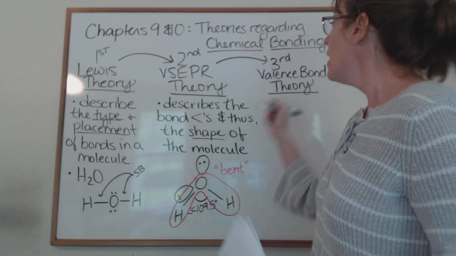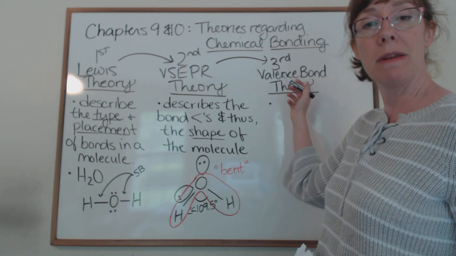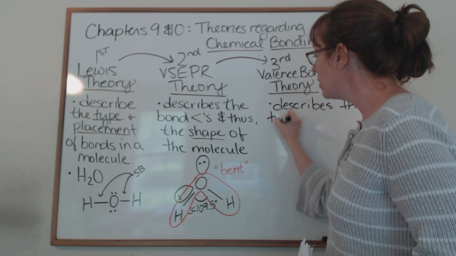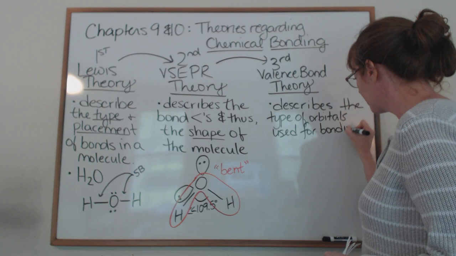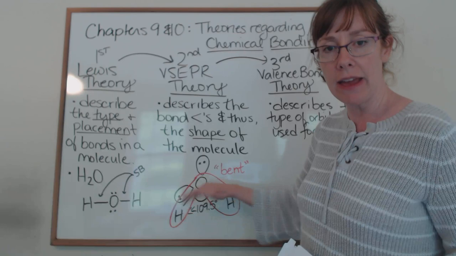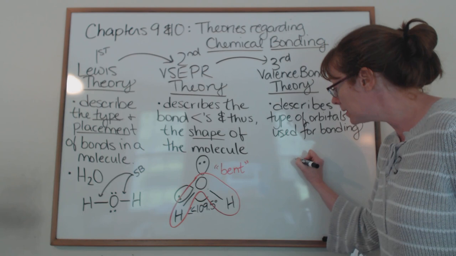After you apply this theory, there's still one more thing that we can learn about a molecule, and that is going to be found out through applying what's called valence bond theory. Valence bond theory describes the type of orbitals used for bonding. By the way, notice that I didn't lose any information. I still have my lone pairs, but I added this idea of the angles when I applied VSEPR theory. In the same way with valence bond theory, I'm going to keep all the same information about shape, but now I'm going to be able to understand what type of orbitals are used for bonding.